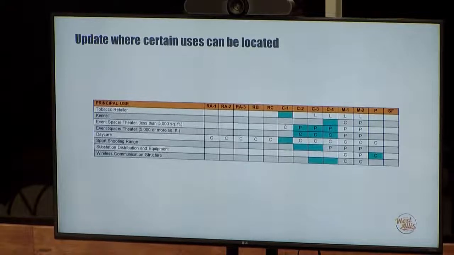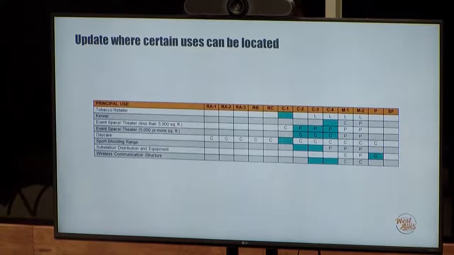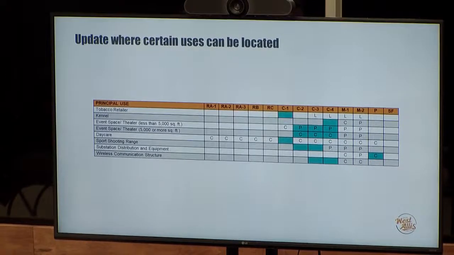Daycares were permitted in the downtown, and we are removing that. Sport shooting range, we're having those be not permitted in C2 and C3, but still permitted in C4 and the manufacturing districts. Substation distribution will be a conditional use in parklands, and wireless communication structures will be not permitted in C3 and C4.